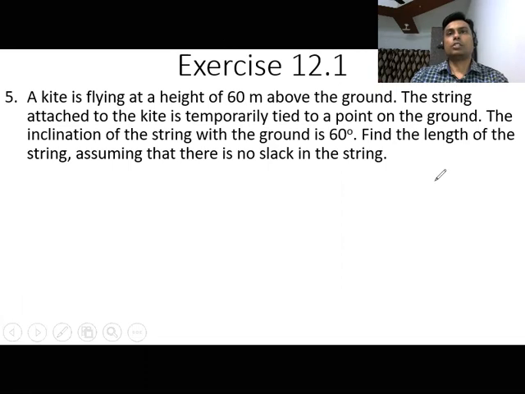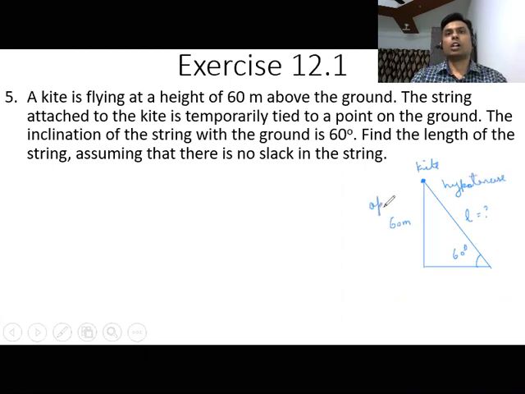So we will first draw the diagram. If this is our kite, the height of the kite is given. 60 meters is the height of the kite. Now the string is tied to a point and it makes an angle of 60 degrees with the ground. So if this is our string, this angle is 60 degrees. This is the length of the string, which means we need to find the hypotenuse.